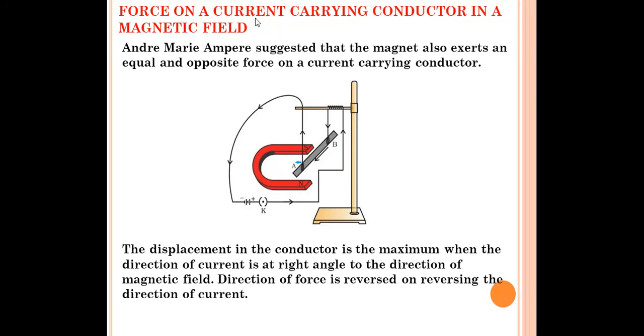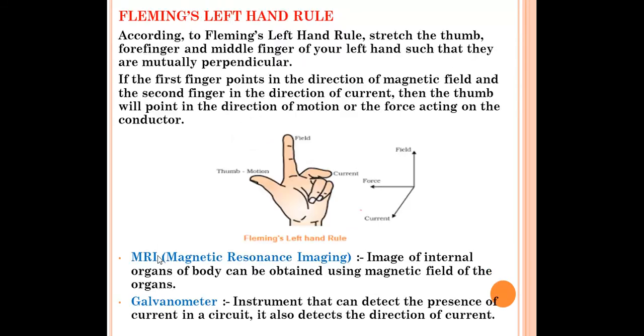Now we'll read about force on a current carrying conductor in a magnetic field. Henri-Marie Ampere suggested that a magnet also exerts an equal and opposite force on a current carrying conductor. Whenever an electric current is passed in a conductor, a magnetic field is produced, right? So whenever the magnetic field is produced, magnets will also exert an equal and opposite force on a current carrying conductor. The displacement in the conductor is the maximum when the direction of current is at right angle to the direction of the magnetic field. So when will the displacement be maximum?